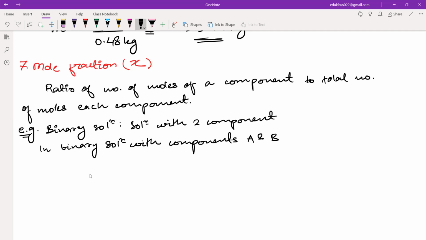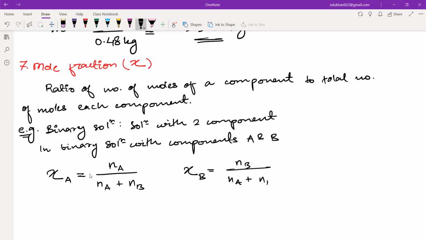Now please listen. When you have chi A, I'm writing about the mole fraction of A. So the mole fraction of A will be equal to the number of moles of A divided by the number of moles of A plus number of moles of B. Similarly, chi B will be equal to the number of moles of B divided by the number of moles of A plus number of moles of B.